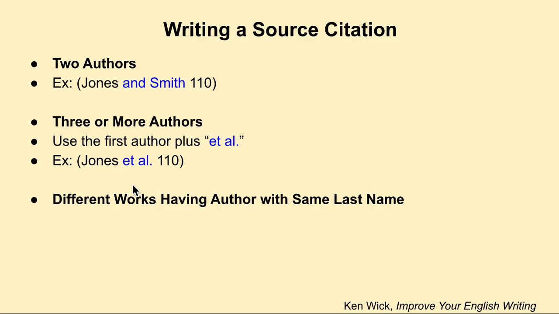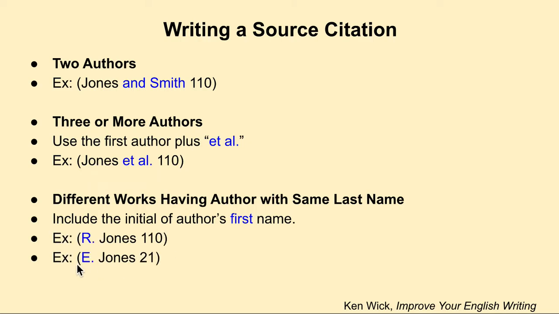What do you do when you have different works from authors with the same last name? Like, let's say you had 2 books written by someone with the last name Jones. What do you do in that situation? Well, what you do is you include the initials of the author's first name. So if you had 2 books by Jones, then one's going to be an R. Jones and one's going to be an E. Jones. That way you can differentiate the authors with the same last name. That's how you do that situation.